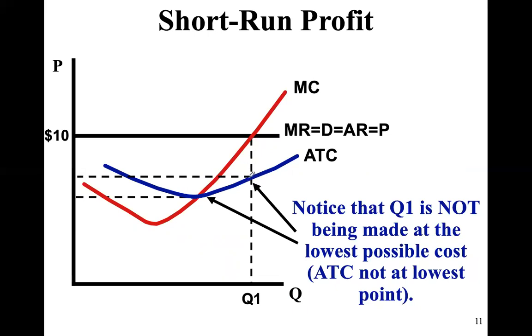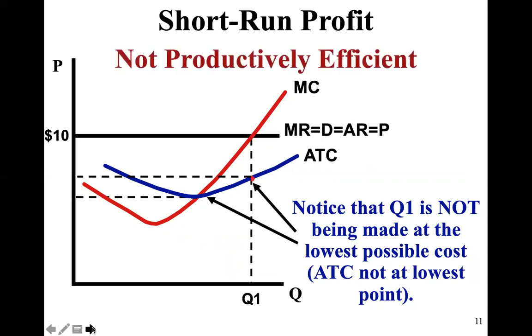But take a look at the scenario. In the short run, this firm is not productively efficient because they are operating at a quantity that's not at their minimum ATC. This would be a quantity where they are productively efficient. However, in the short run, we are not productively efficient because we are not at our minimum ATC.